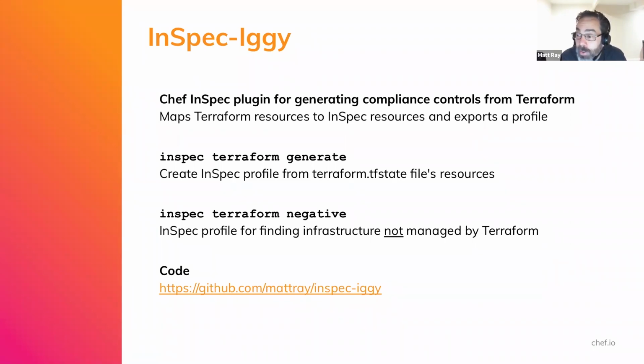So maybe you've got 100 nodes running in your VPC, and InSpec Terraform Negative might say, actually you've got 105, and you've got 5 triple XLs running some sort of Bitcoin mining. So it's a way to detect drift and find things that are not managed as code. And that's really the goal here, to keep everything managed by code.